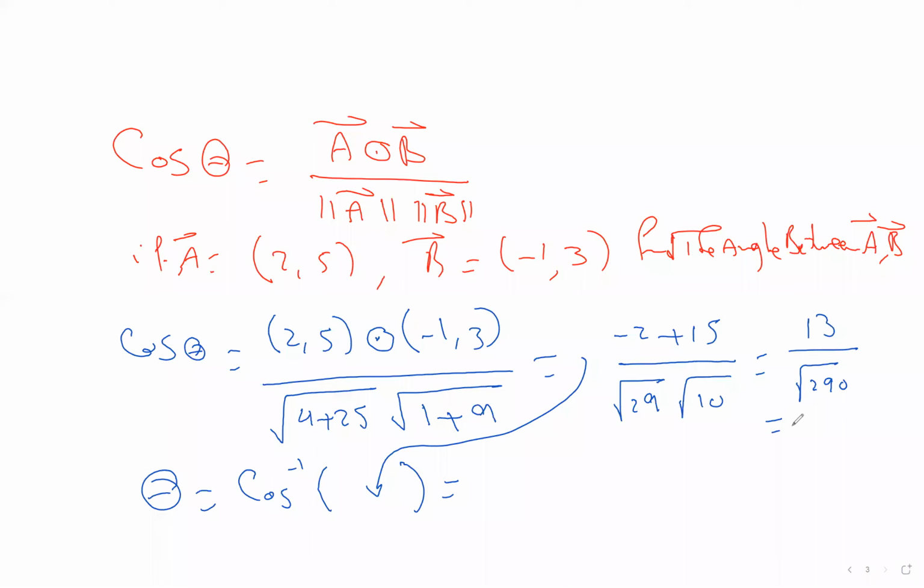Equals 0.7633. So shift cosine of 0.7633, shift cosine of the answer, so the angle itself is 40.236 degrees. Okay?